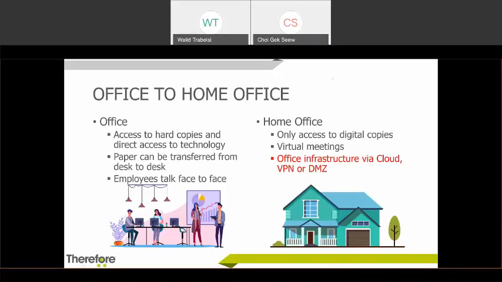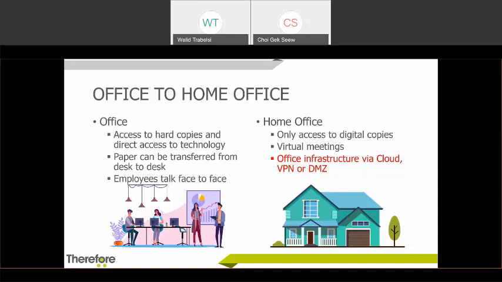today. You can work from the office or from a home office. From the office, you have access to hard copy and direct access to technology. Paper can be transferred from desk to desk, and employees talk face to face. And on a home office, there is only access to digital copy and virtual meetings, and you need to have an office infrastructure via cloud, VPN, or DMZ.